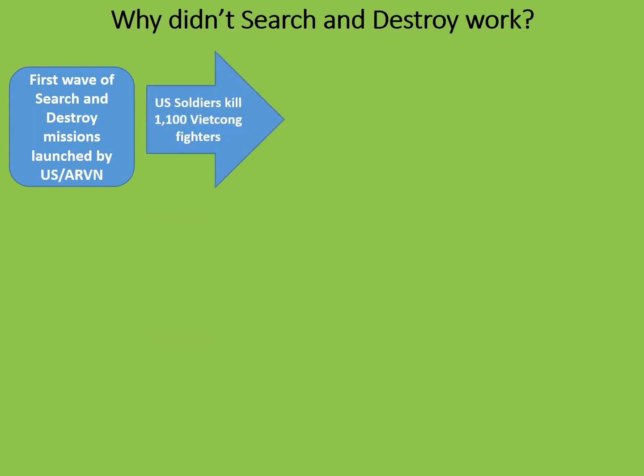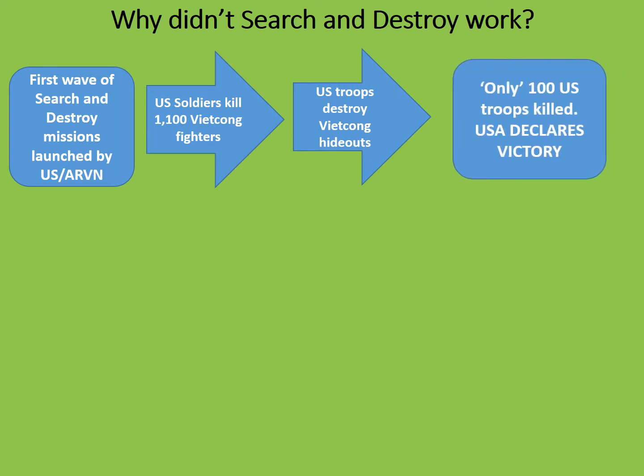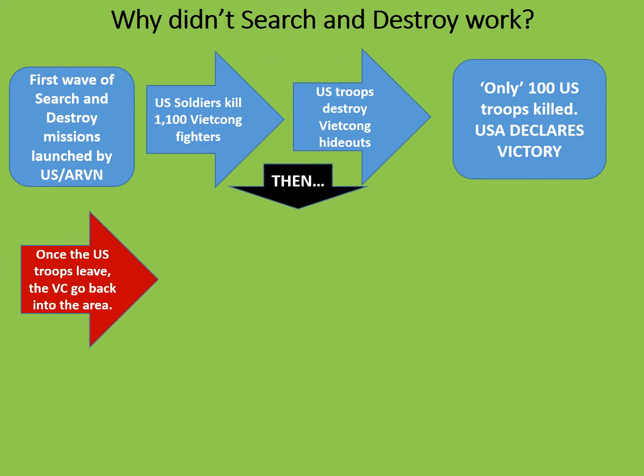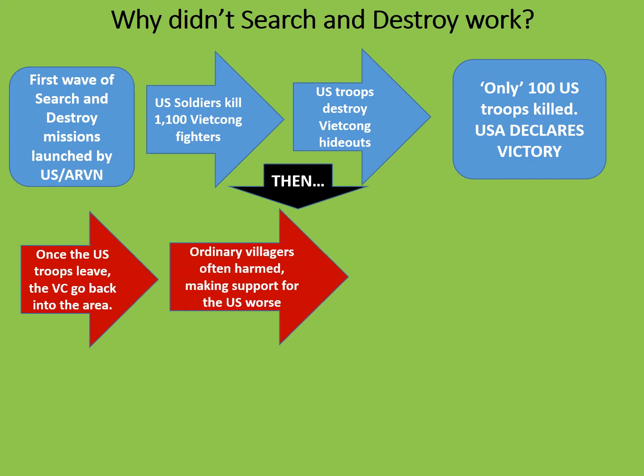US soldiers might kill 1,100 Viet Cong fighters. Then the US soldiers destroy the Viet Cong hideouts. And then they would report that only 100 US troops had been killed. This could be declared as a victory, and generals like Westmoreland very often did this. Then, once the US troops leave, the Viet Cong go back into the area that supposedly had just been cleared.